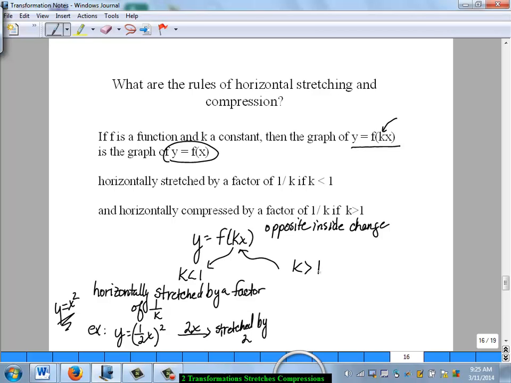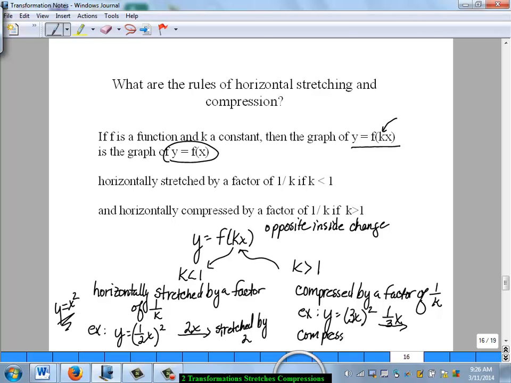If k is greater than 1, it's horizontally compressed by a factor of 1 over k. So the example to help you get this in your head is y equals 3x squared. Do you see how the 3 is greater than 1? Basically, what I have to put on this has to do with my x's because it's an inside change. I'm actually compressing it by 1/3, so I see 3 of them. So it's compressed by 1/3. Okay?